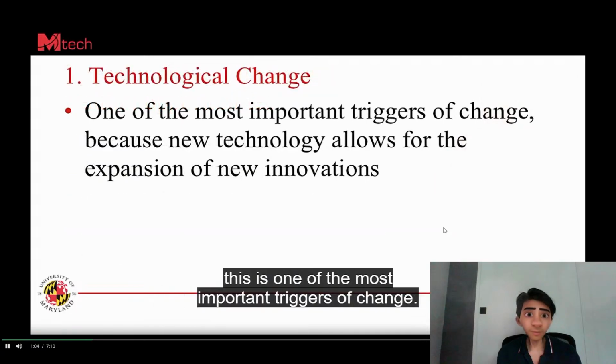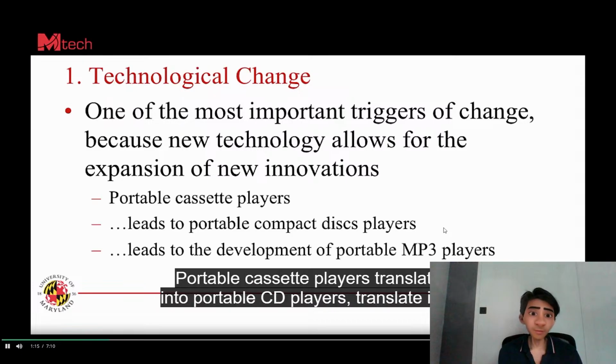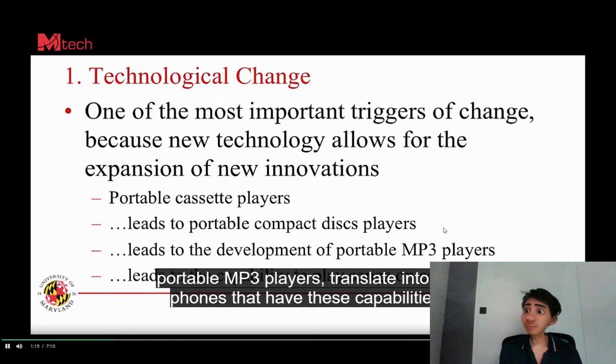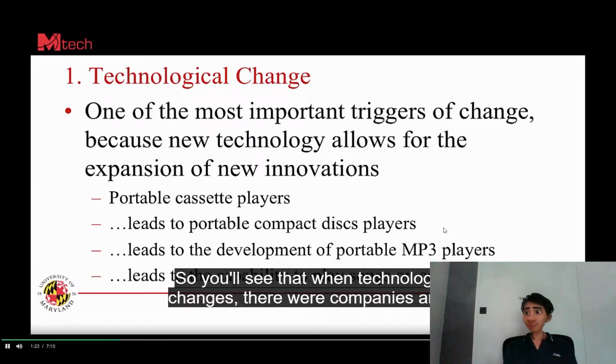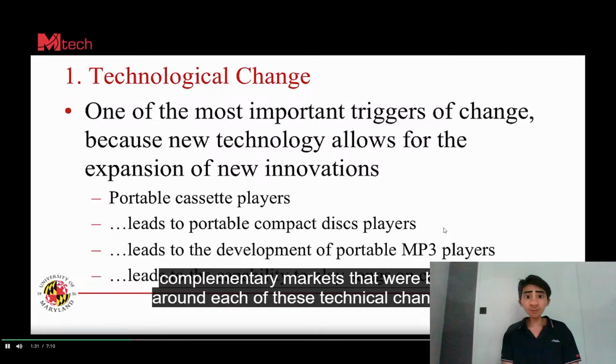So when we look at technology change, this is one of the most important triggers of change. We see that new technologies create immense opportunities for entrepreneurs. Portable cassette players translate into portable CD players, translate into portable MP3 players, translate into cell phones and have these capabilities. So you'll see that when technology changes, there were companies and industries and markets and complementary markets that were built around each of these technical changes.